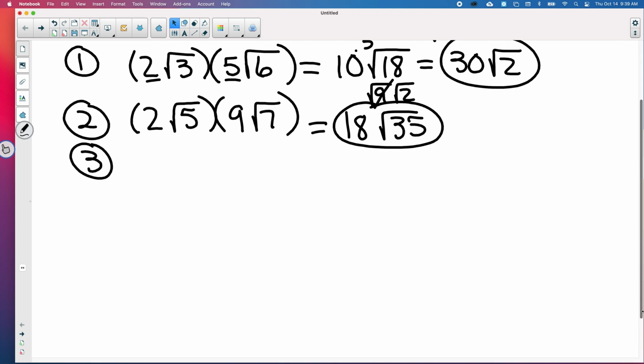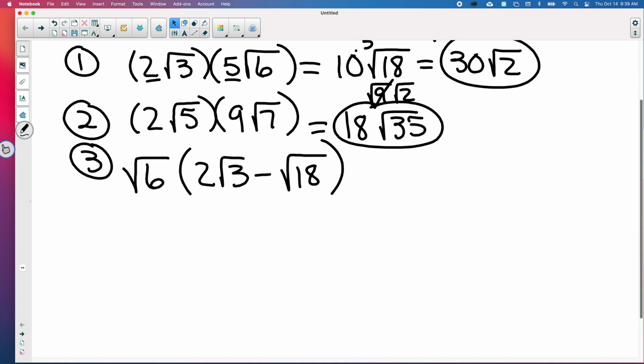Okay, so then it'll move on and have you distribute. I feel like it's easier to go ahead and multiply them together before you start trying to simplify, and then you only have to simplify it once at the end. All right, so if I distribute the radical 6, what's radical 6 times 2 radical 3? 2 radical 18 minus, and then what's radical 6 times radical 18?